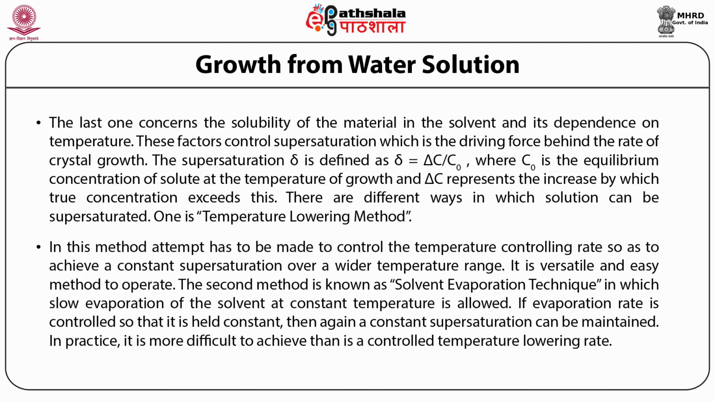In this method, an attempt has to be made to control the temperature lowering rate so as to achieve a constant supersaturation over a wider temperature range. It is a versatile and easy method to operate. The second method is known as the solvent evaporation technique, in which slow evaporation of the solvent at constant temperature is allowed. If the evaporation rate is controlled so that it is held constant, then again a constant supersaturation can be maintained. In practice, it is more difficult to achieve than is a controlled temperature lowering rate.